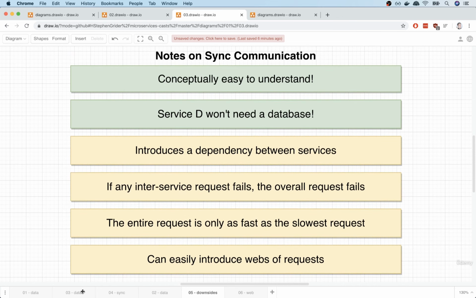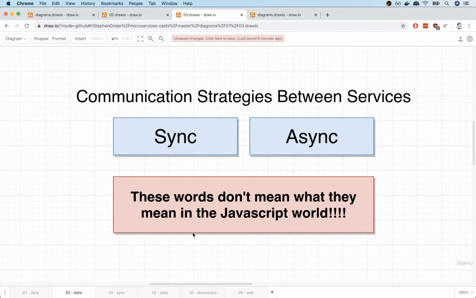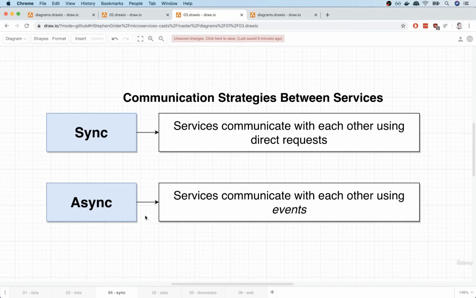Okay, so we've now got a pretty reasonable understanding of synchronous communication, and so that just leaves async. So let's take a pause right here. Async is a little bit more confusing. We'll take a look at how that works in just a moment.